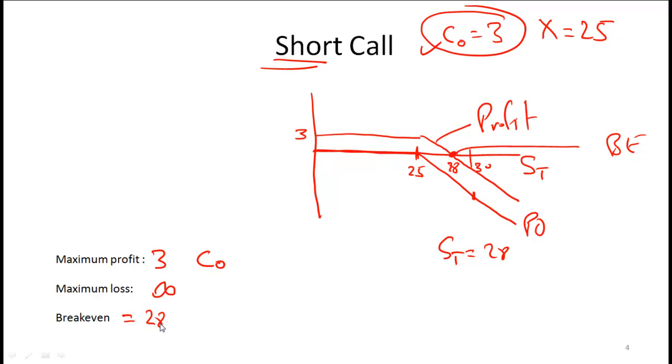How did we get 28? Simply it is the strike price plus C0. So in our example, that is 25 plus 3, which is equal to 28. So that is our break-even point.